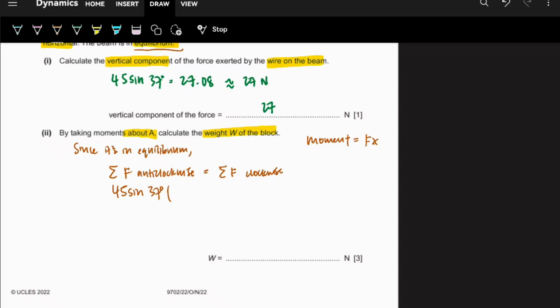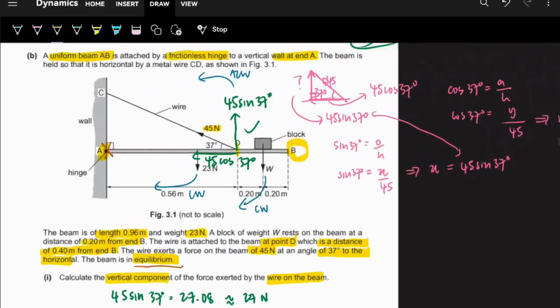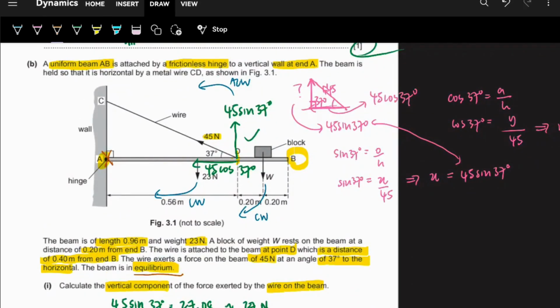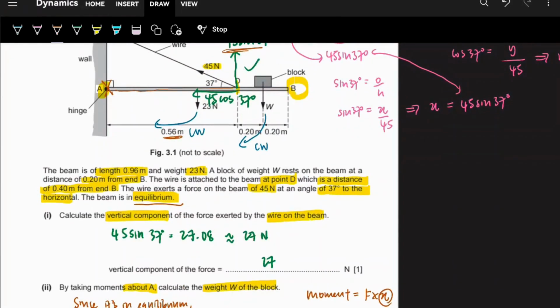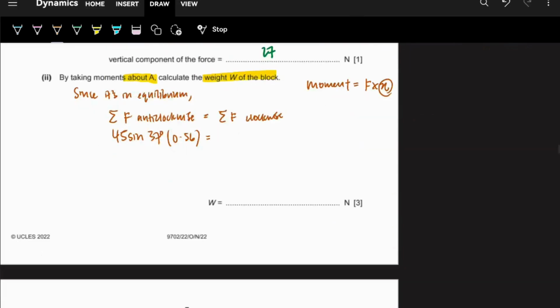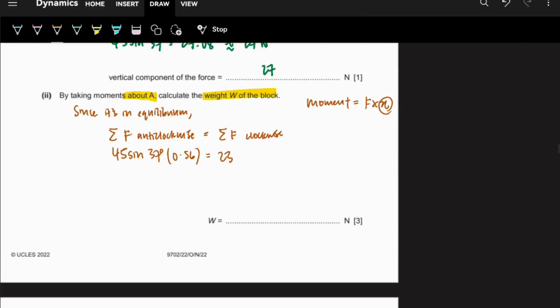the formula is F times the perpendicular distance. Let's denote that as X, the perpendicular distance. So this is 45 sine 37. Your perpendicular distance from A is actually 0.56. Okay? 0.56.